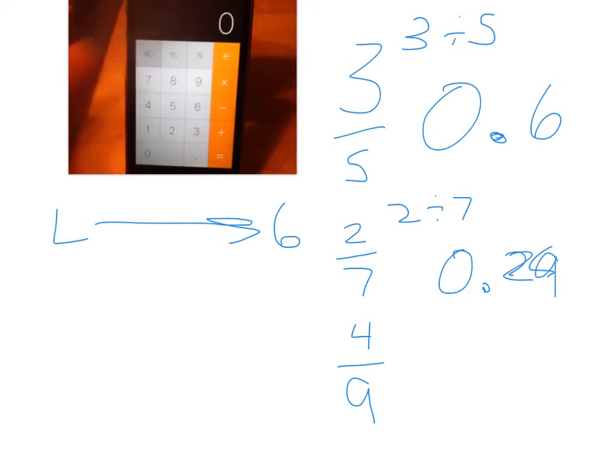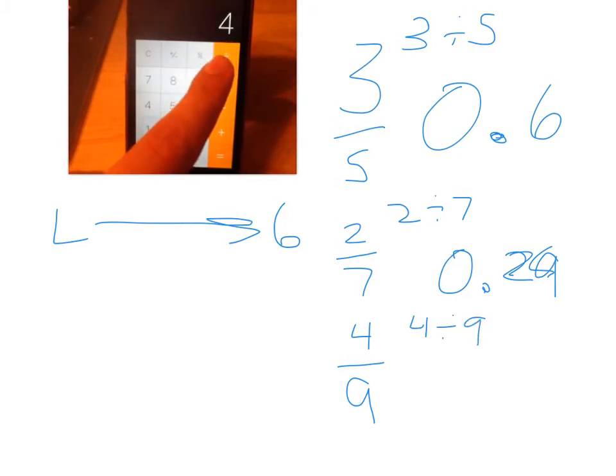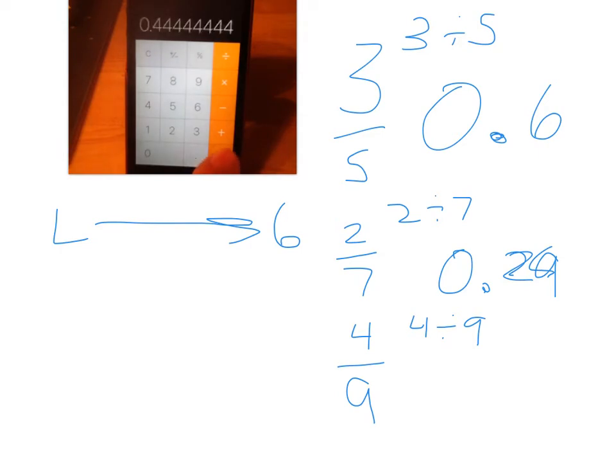And then my last one is 4 divided by 9. So 4 divided by 9 equals 0.4444. Again, I'll take the first two digits, 0.44.